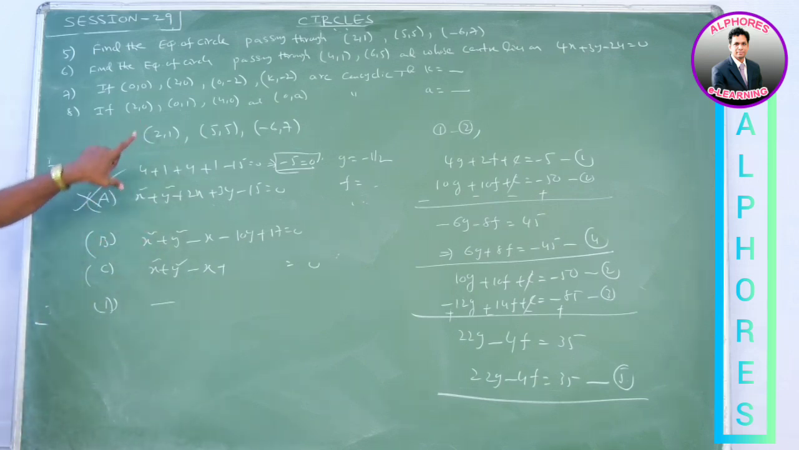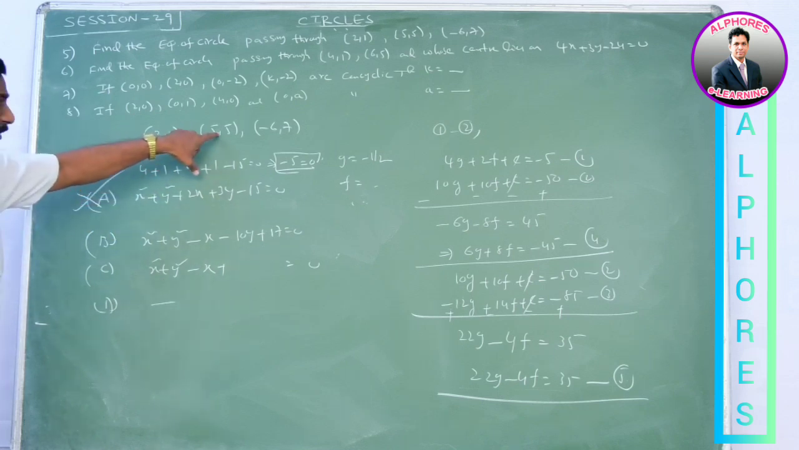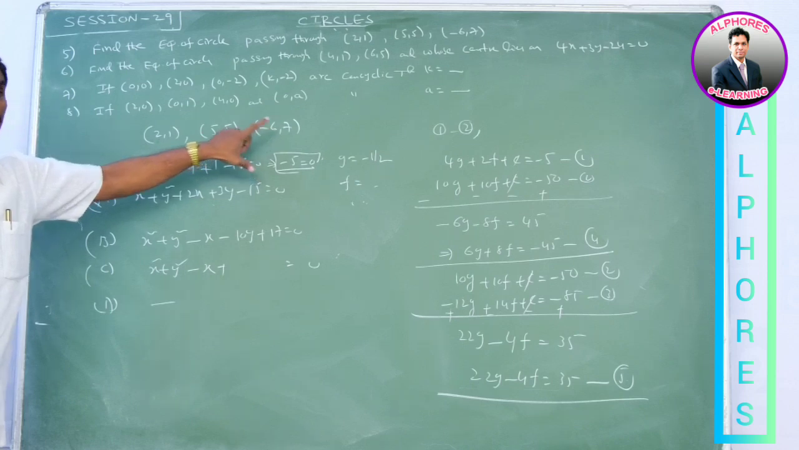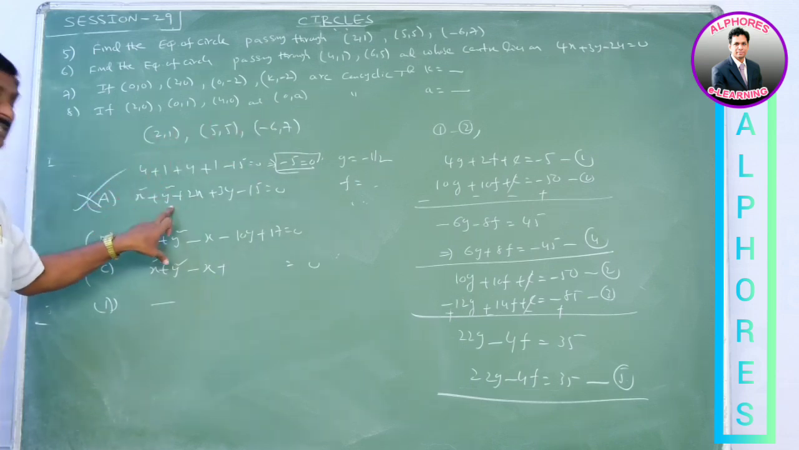Suppose (2, 1) satisfies this equation. Check the point (5, 5). Verify the point (5, 5) and also (-6, 7). If all of these three points satisfy this equation, it is the equation of the circle.